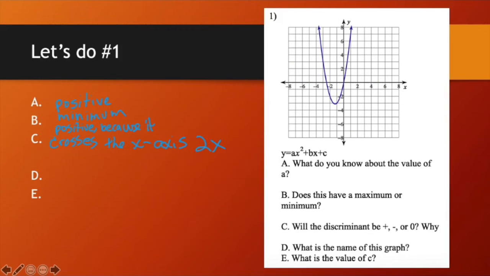Let's do letter D. What is the name of this graph? This graph is called a parabola. And last, let's do E. What is the value of C? C is where it crosses the y-axis. And our y-axis right here, our graph crosses here at a value of 0. All right, we're done with number 1.